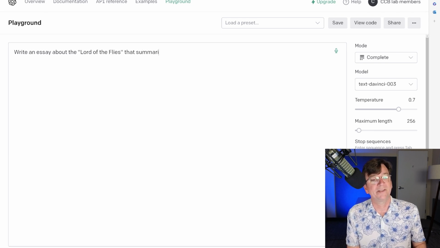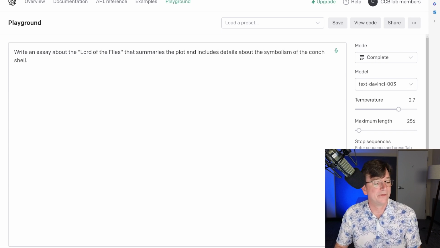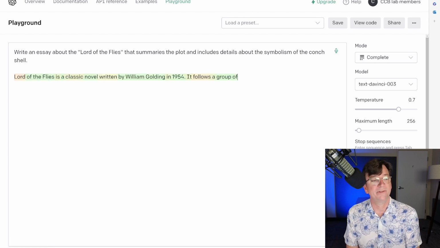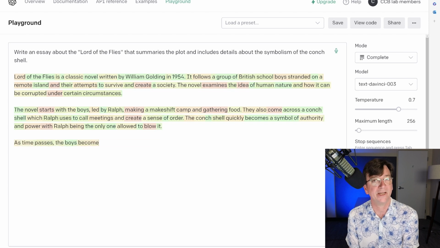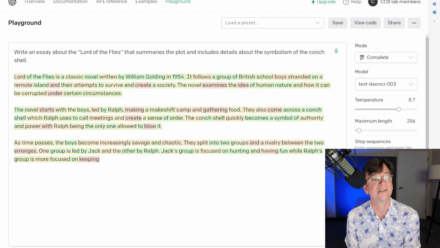that summarizes the plot and includes details about the symbolism of the conch shell. So now I'm asking it to follow some instructions to write an essay to a certain specification, and then if I press submit, it'll generate what it thinks is a probable completion of that instruction.